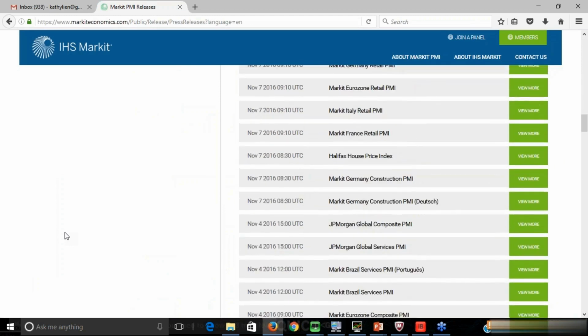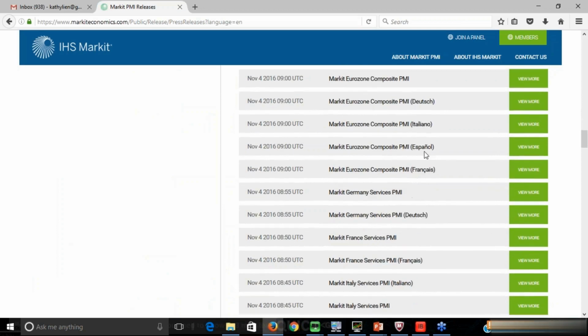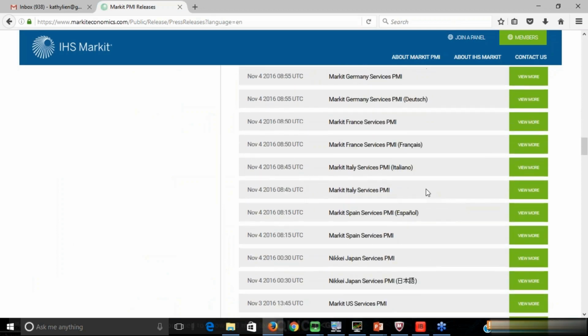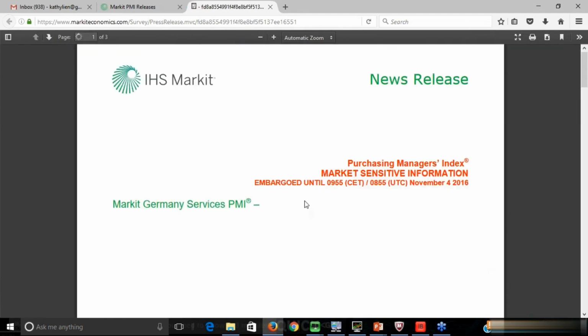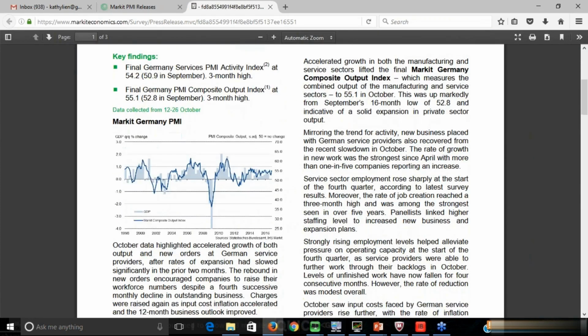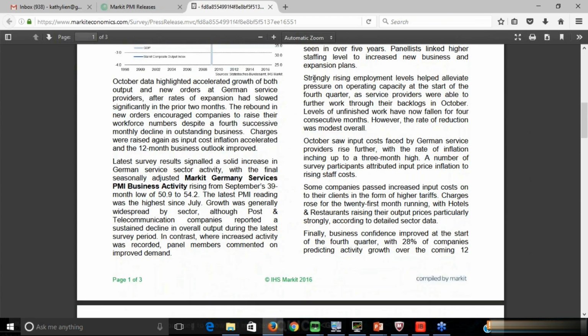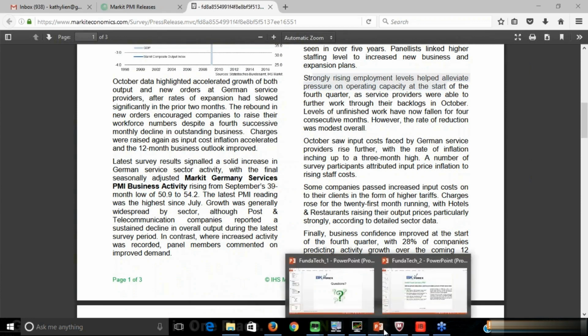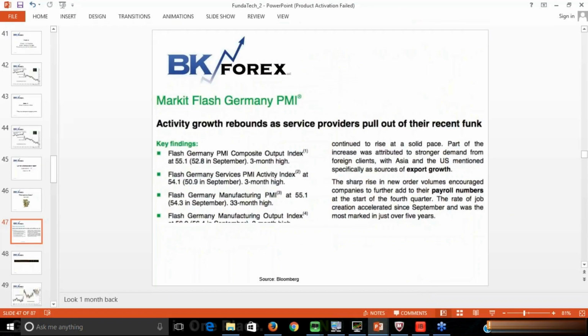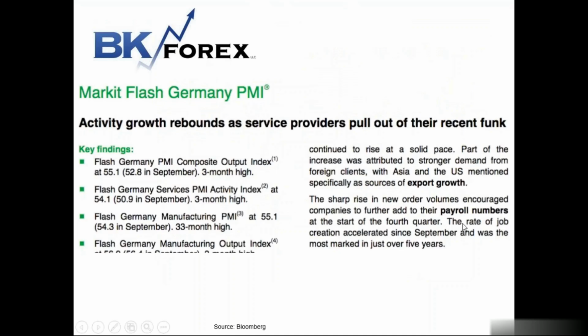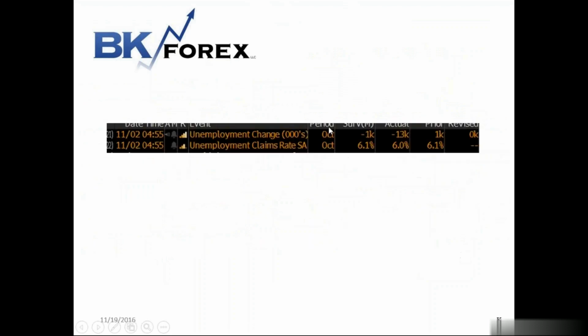I'm just going to pick a random one here. German services PMI, and you can see that it loads up, and you just read the report. Look for the highlighted words of employment, strongly rising employment. That's basically what you want to look for. It's a little bit of work, but trading, making money requires work. So back to here. The last sentence says the job growth is the strongest in more than 5 years. So enough for us to take a strong, proactive view.